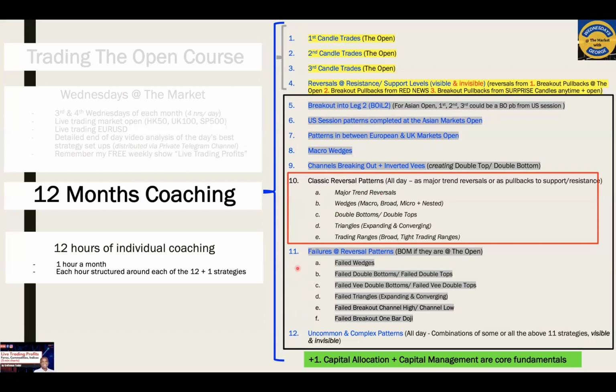So taking out this number 10, the other strategies are my strategies that I've developed over the 15 years of price action trading that I have been doing, and they work for me. No doubt, if you go through this, you will come up with your own that work for you. The market presents uncommon and complex patterns, and you might find some that I even picked up that might work for you. So the individual coaching, I take you through every hour, an hour a month, and it's structured.